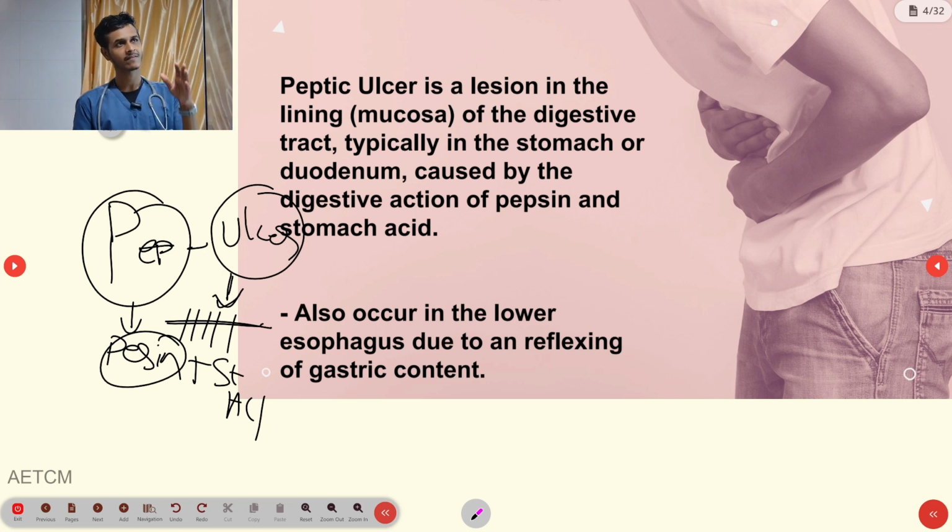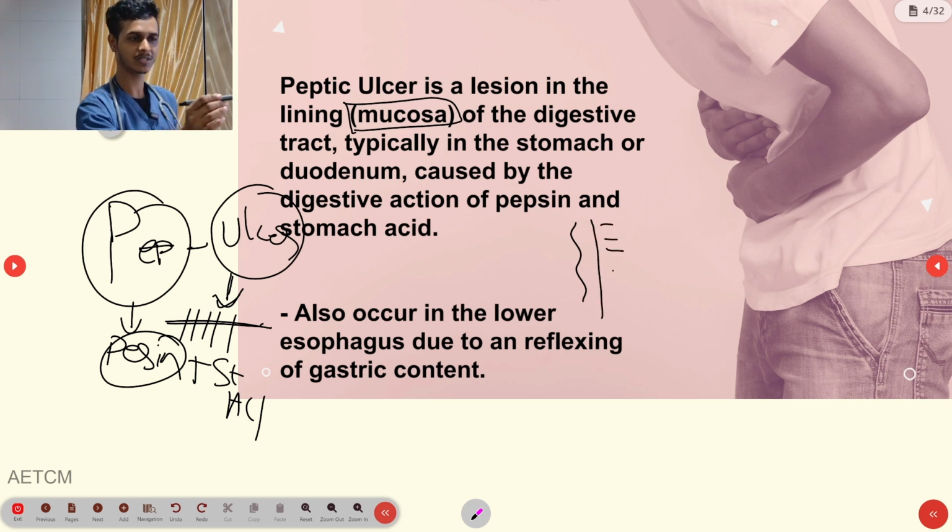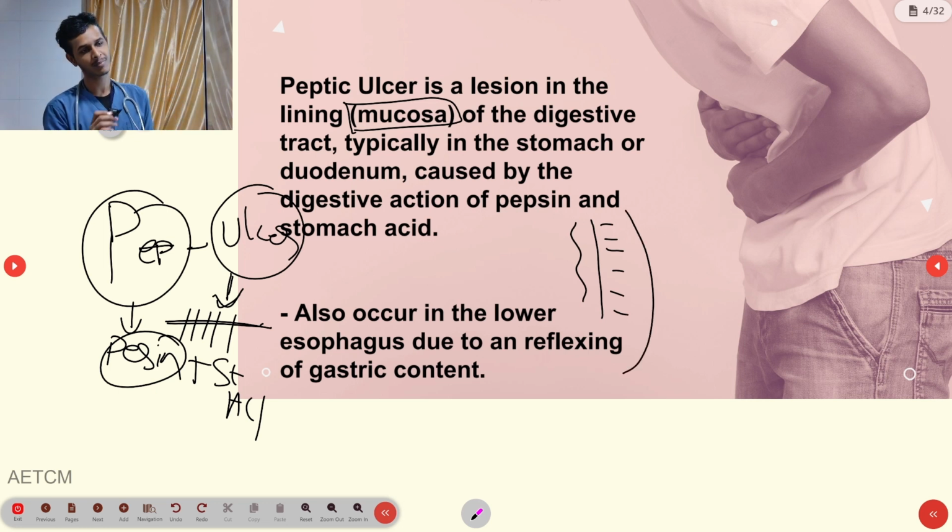Again, the same definition is given here. Mainly where the breach or breakage will occur is the mucosal layer. In the previous presentation we told the walls or layers of the gastrointestinal tract. First we have a mucosal layer, followed by the submucosa, followed by the muscular layer, and then the outermost portion is the serosa layer, right. So the breach or breakage will mainly happen in the mucosal layer.